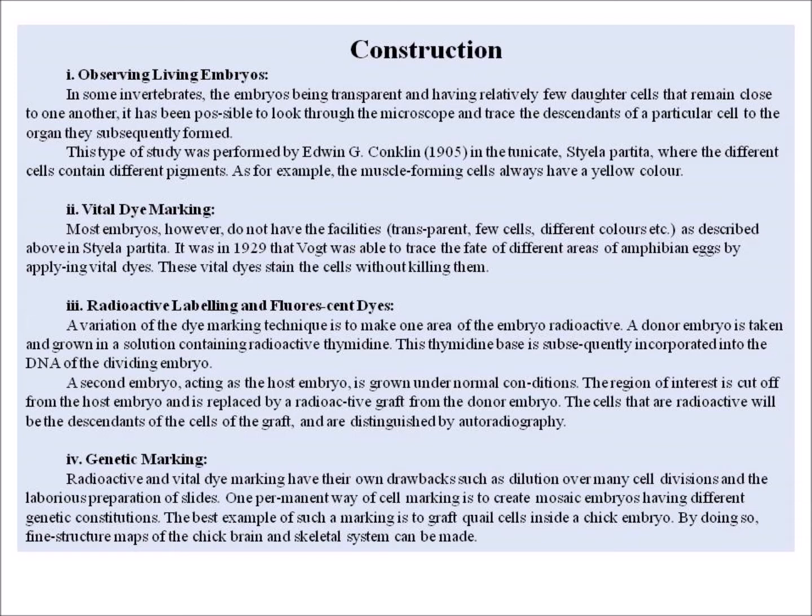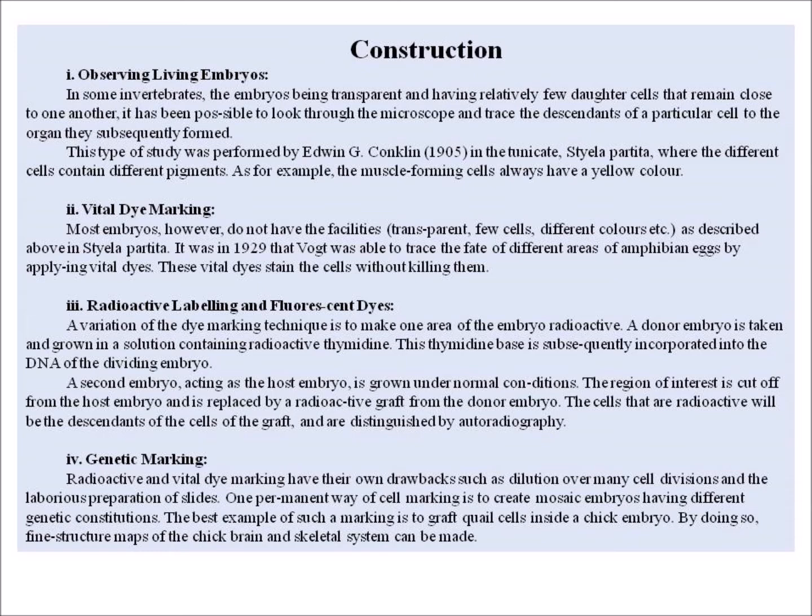Next is vital dye marking. Most embryos, however, do not have these facilities. That means they are not transparent, with few cells and different colors, as described above in Styela partita. It was in 1929 that Vogt was able to trace the fate of different areas of amphibian eggs by applying vital dyes. These vital dyes stain the cells without killing them.